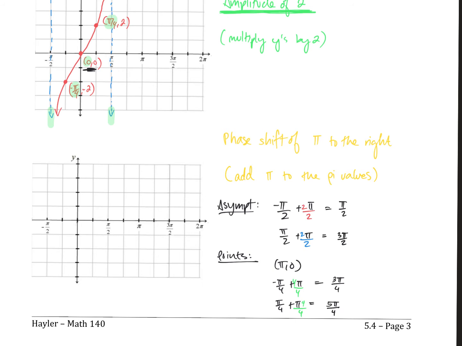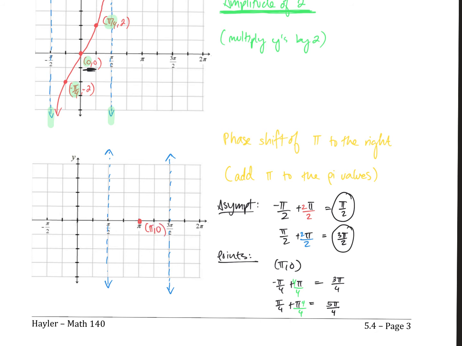Alright, so we have our new values. So our 2 new asymptotes are at pi over 2 and 3 pi over 2. We'll go ahead and draw those in. We've shifted over a total amount of pi. Pi over 2 and then 3 pi over 2. And then, let's see, we had our point pi, 0. That one was pretty easy to find because we just added pi to 0.